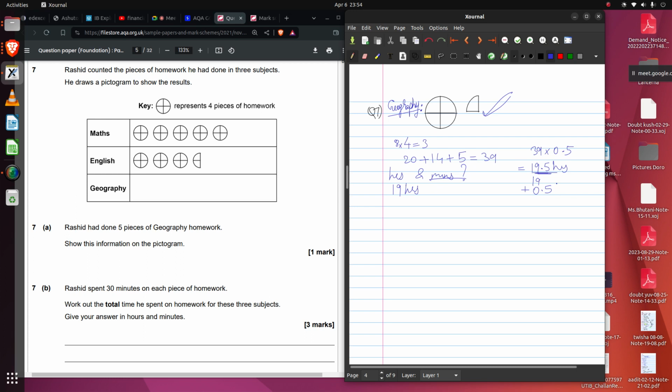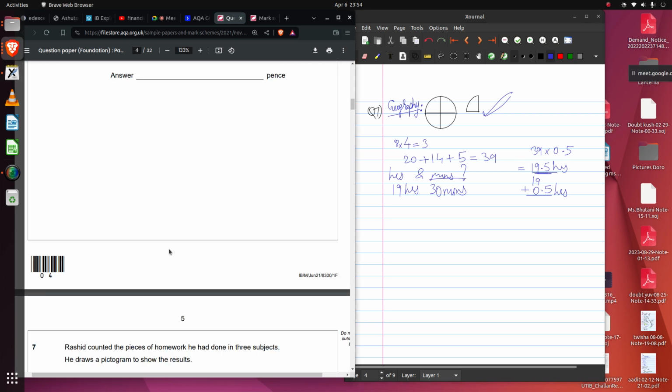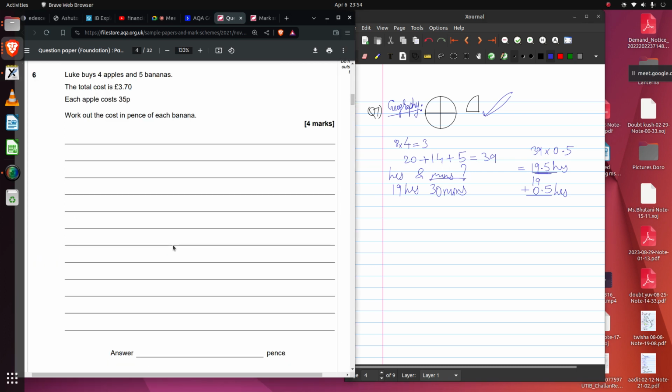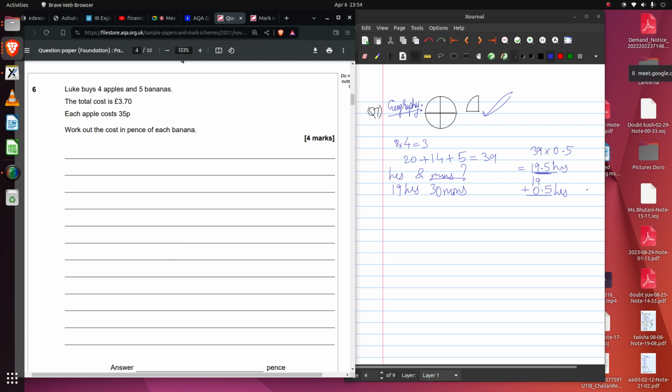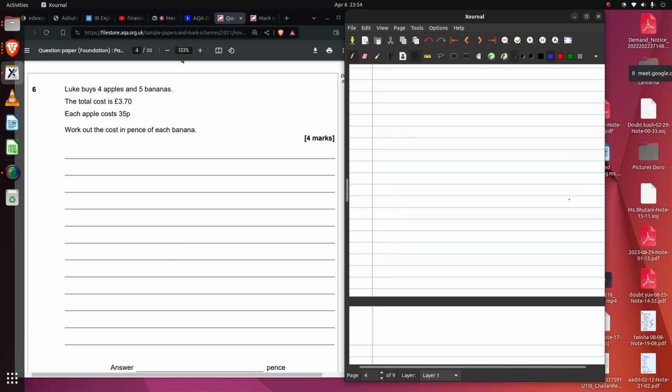So the 0.5 part, it is half an hour, no? Half an hour means how many minutes? If you tell somebody you're half an hour late, how many minutes are you late? 30. You write your answer. Don't think much, just think logically in daily life. What happens when you are half an hour late?